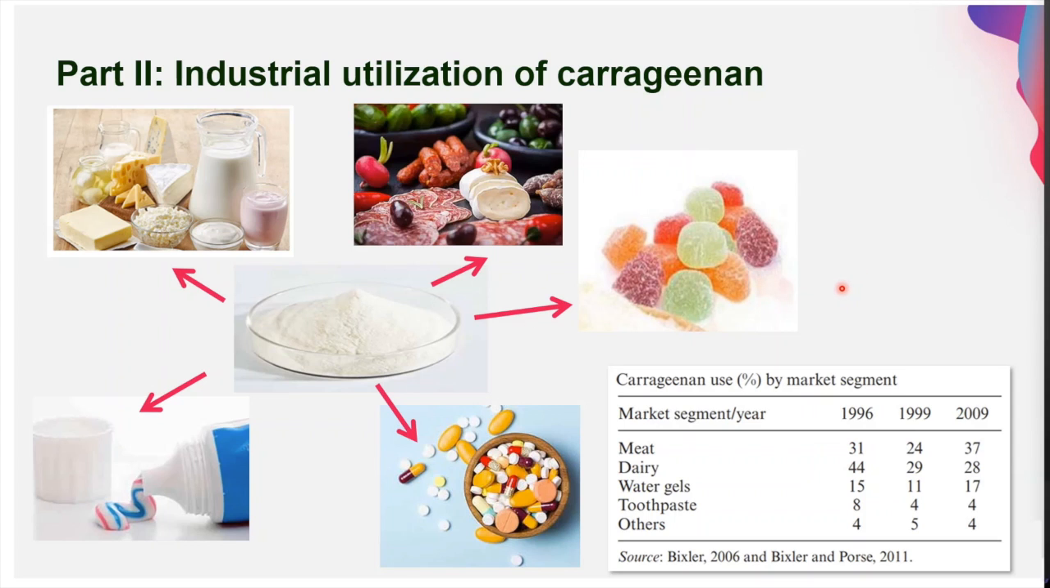Carrageenan can also be used in water gel applications such as gummy candies, fruit gels, or fruit juices. Carrageenan is also increasingly used in our daily life. For example, it is used in toothpaste, firefighting foam, shampoo, cosmetic creams, and some products like this. In the pharmaceutical industry, it can also be used to prepare drugs in a form suitable for application. And this table lists the changes of the carrageenan market during these years.